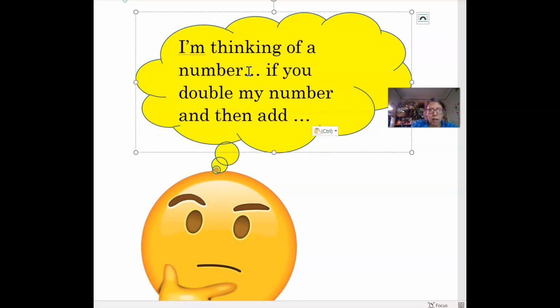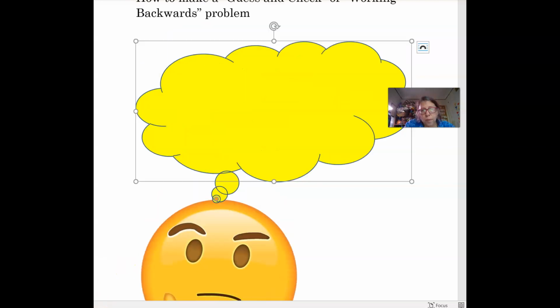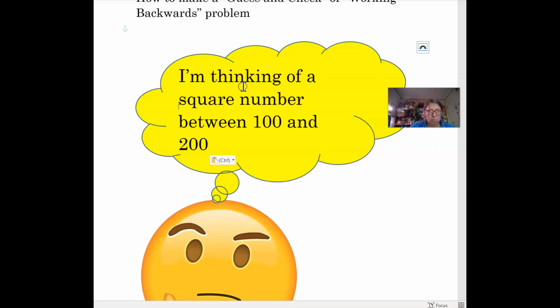So it'd be something like, I'm thinking of a number. If you double my number and then add this much, and so on. Or you might have something like, I'm thinking of a square number between 100 and 200. That's a little bit different, but it's still the same kind of problem. So let's talk about how you make each one of those.